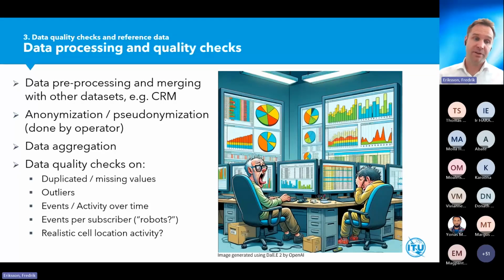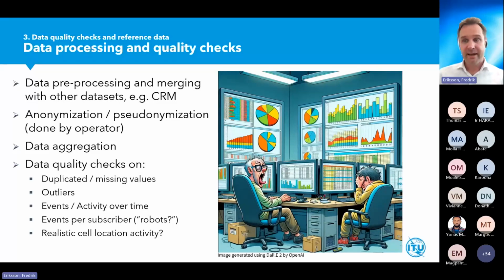This could be, for example, looking at duplicated data or missing values, or strange outliers. In one of the pilots that we looked at, there were a lot of strange outliers, which turned out to be network tests. So kind of like robots that test the network, which need to be removed. Otherwise, it would give skewed results at the end.